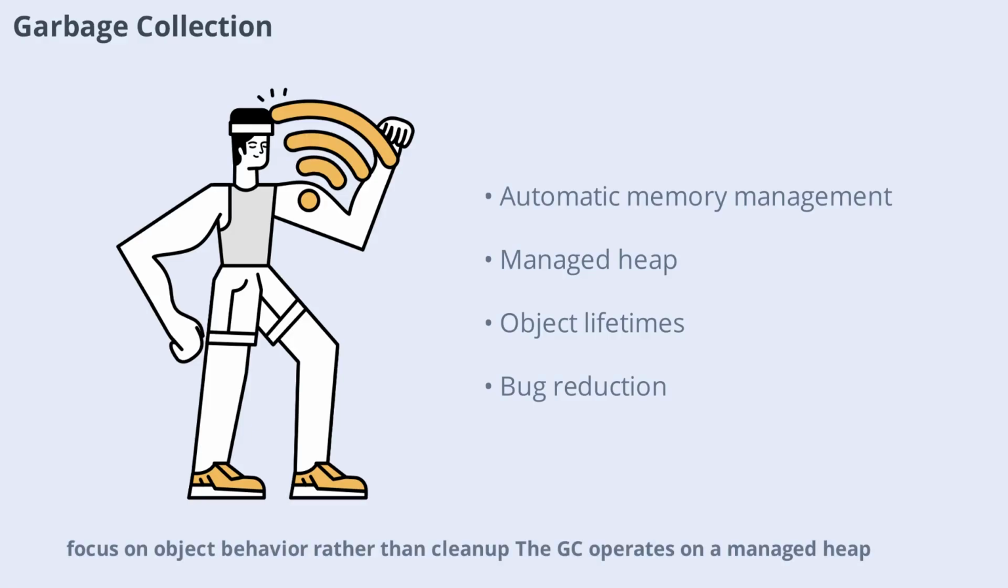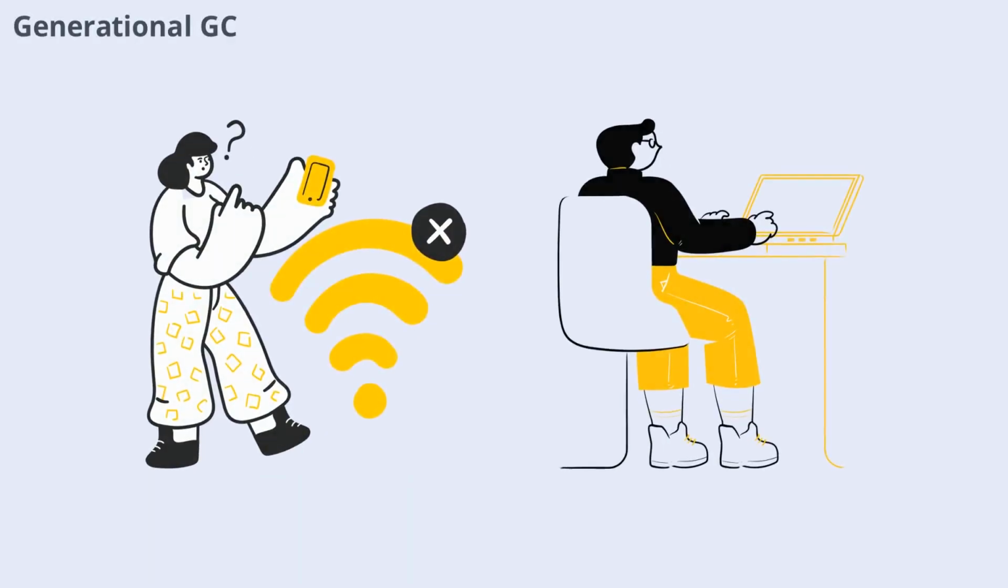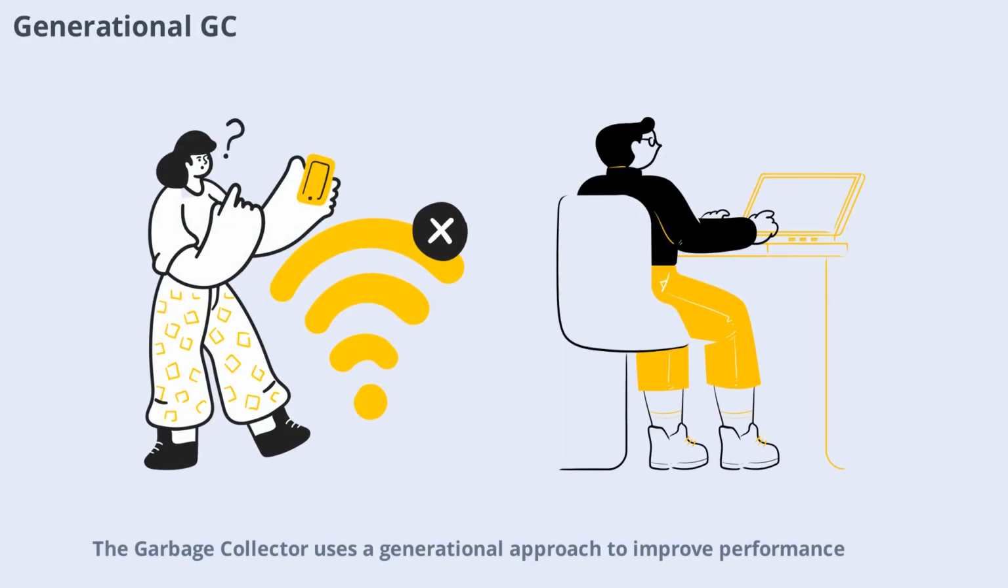The GC operates on a managed heap, grouping objects by generation based on their lifespan. The garbage collector uses a generational approach to improve performance. Short-lived objects are collected quickly, while long-lived objects are scanned less frequently. This prevents memory leaks and dangling pointers, making .NET applications more stable. Developers can focus on building features, knowing that the runtime is efficiently managing memory behind the scenes. This generational GC model is a major innovation in managed environments.